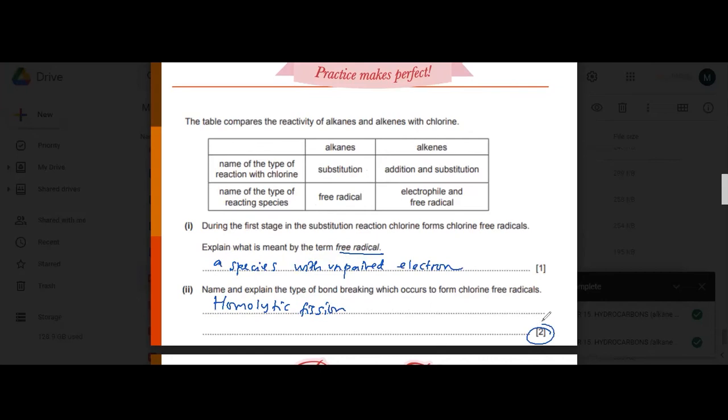There are 2 points here, so you should name and explain how homolytic fission occurs. One electron goes to each chlorine atom, or the pair of electrons is shared equally between two atoms. You should explain like this.